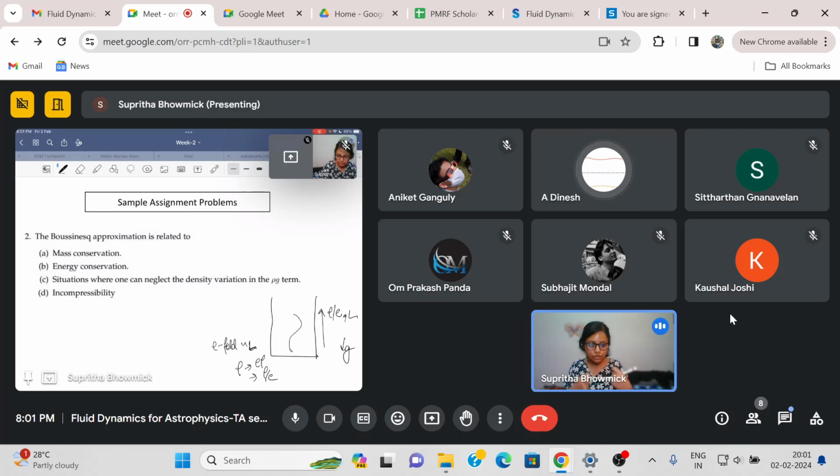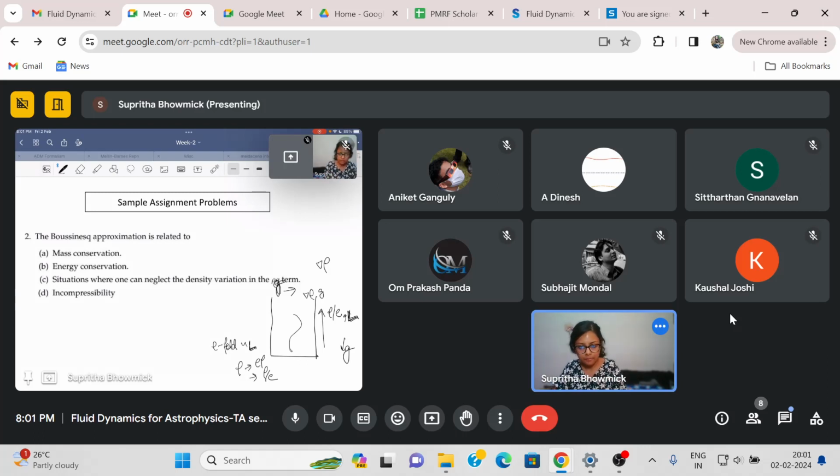If that's true, we can work with a simplifying approximation: let's just ignore terms that have density variations in them, unless they come with g, because g is what introduces this stratification in the first place. So g is what, in some sense, sets the scale for this L. So density variations with g might be relevant.